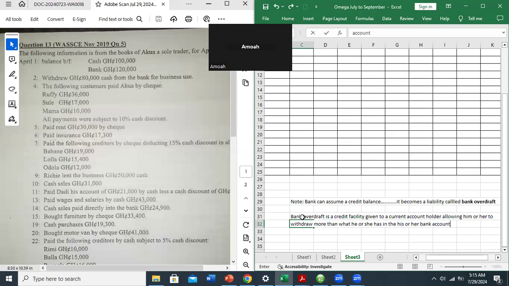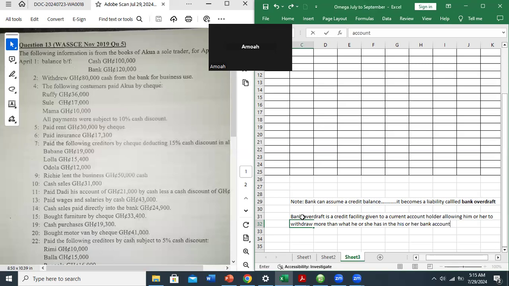So when we say a bank overdraft, okay, it is a credit facility. It is given to current account holders. When you go to the bank and you want to open an account, there are types of accounts you can open. You can open a fixed deposit. The ones you are familiar with, I'm sure, is the savings account. We also have the current account, okay? I think you get some of these things in business management or whatever.